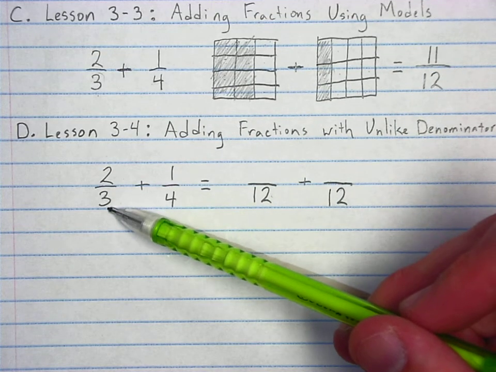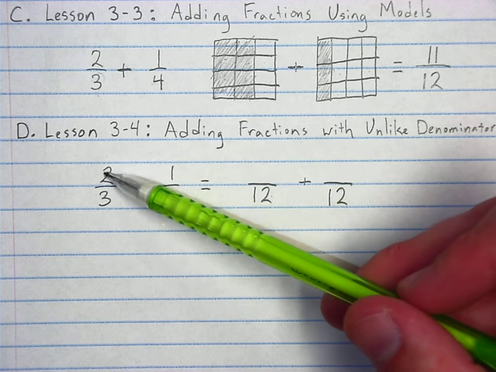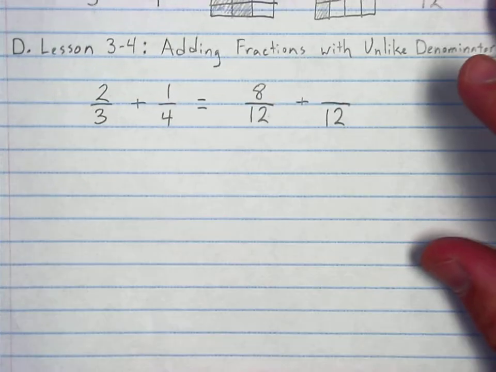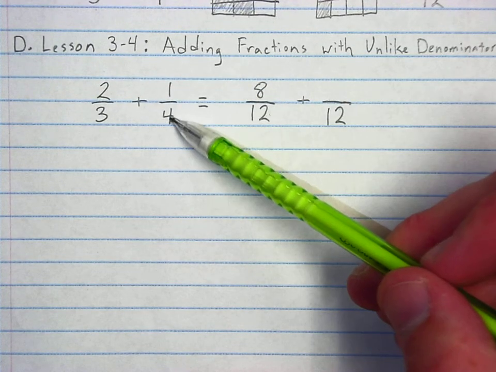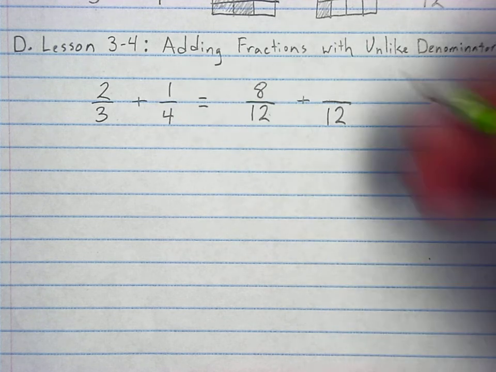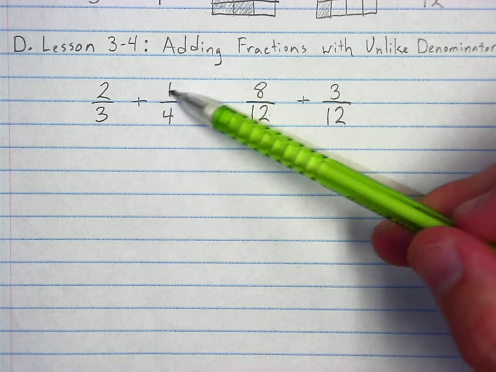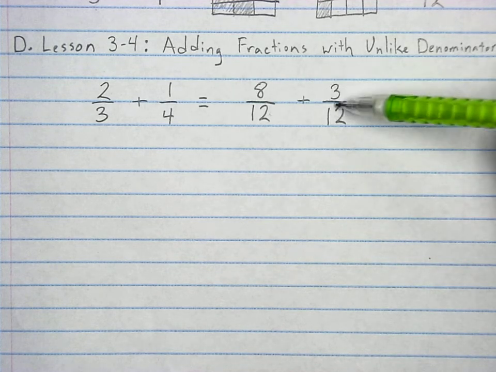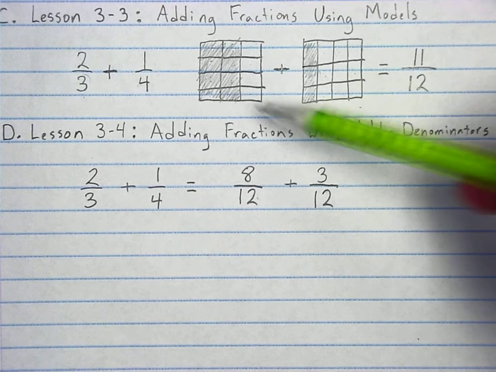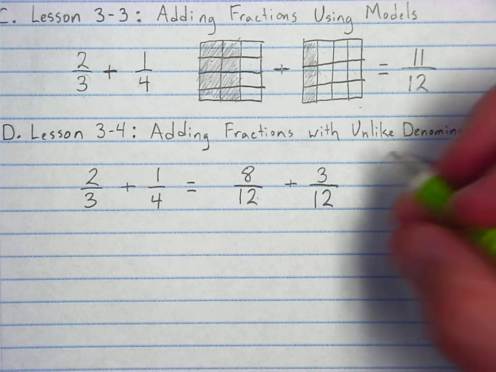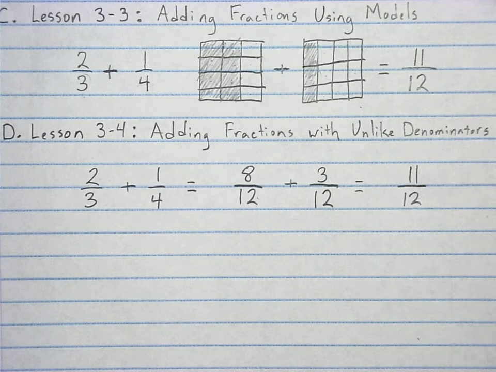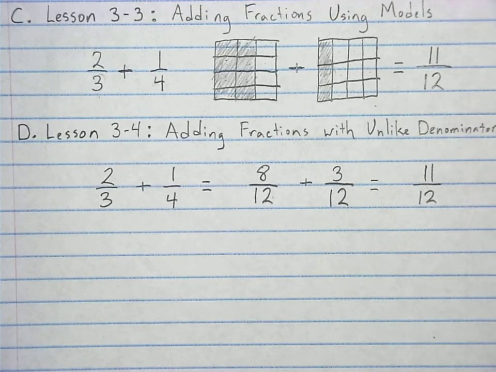2/3. 3 times 4 is 12. So 2 times 4 will be 8. 2/3 and 8/12 are equivalent. 4 times 3 is 12. So 1 times 3 is 3. 1/4 is equivalent to 3/12. And if you look at the model, that's what we have up here. 8/12, 3/12. Add them together. There's that 11/12 again. We get the same answer.